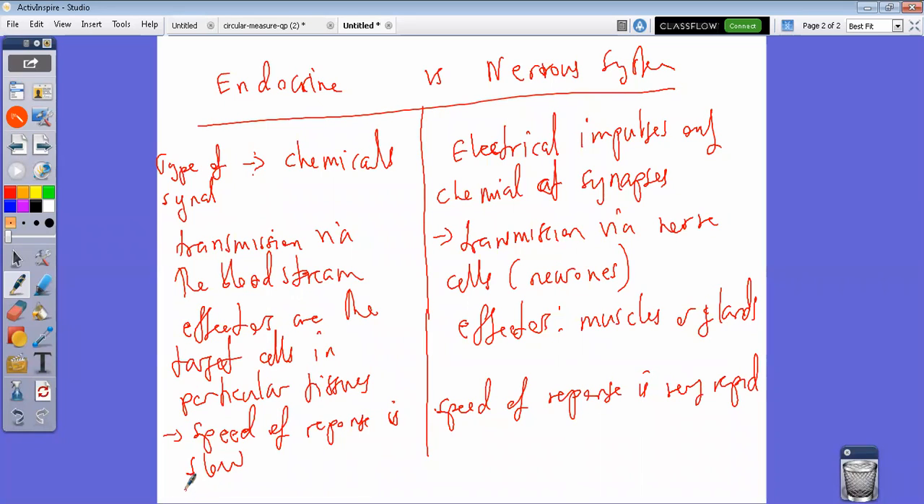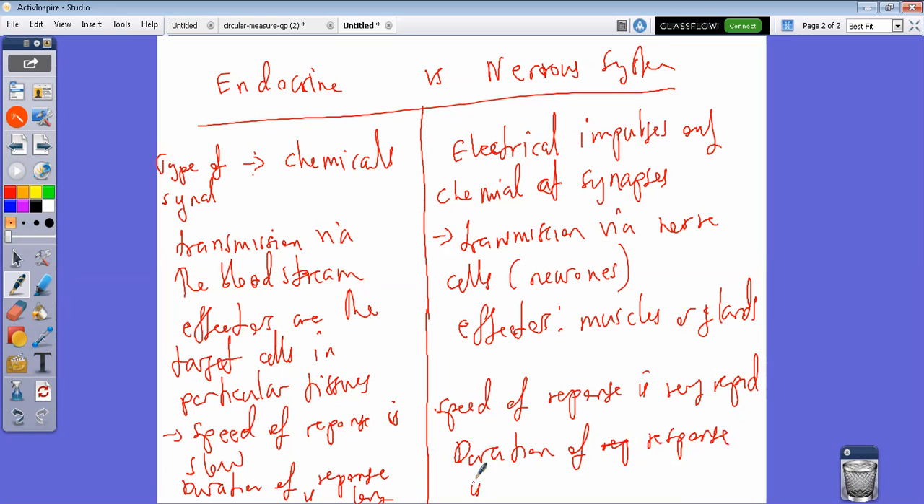Then this one, duration of response is long. Then this one, duration of response is short-lived.